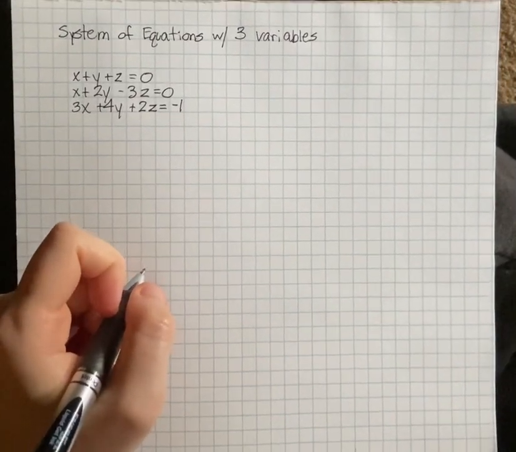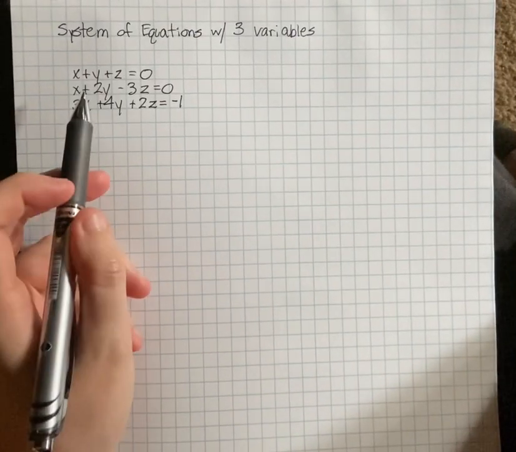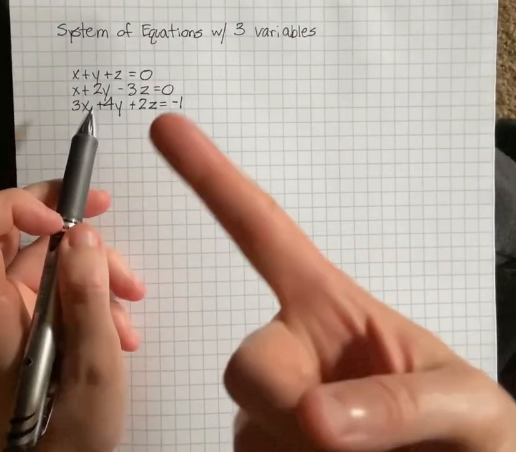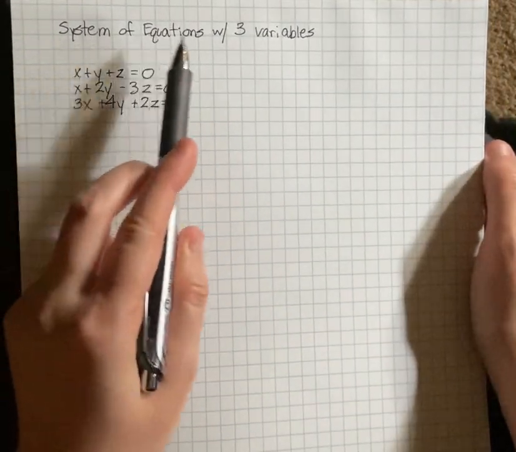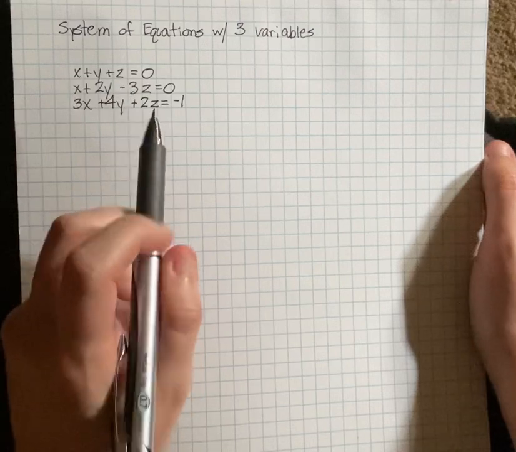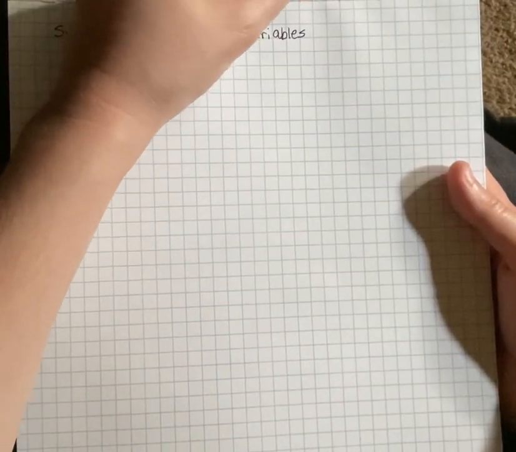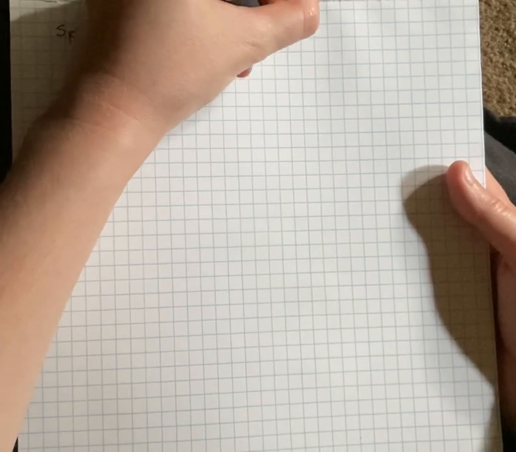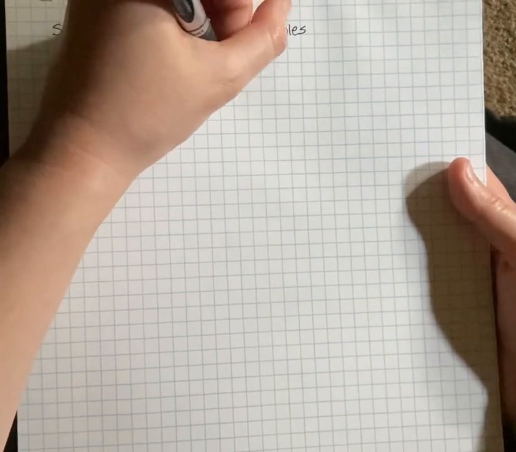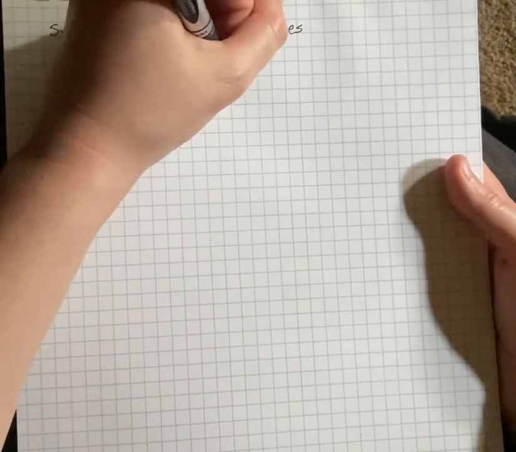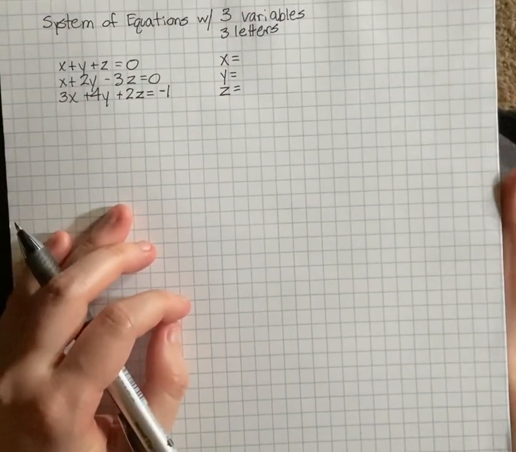I've got another tutoring video. I did a video on solving systems of equations with two variables using elimination and substitution. But this time we're going to solve a system of equations with three variables, which basically just means we've got three letters we need to solve for. In this case we need to solve for x, y, and z. These are just arbitrary letters. They don't mean anything. They're just placeholders.